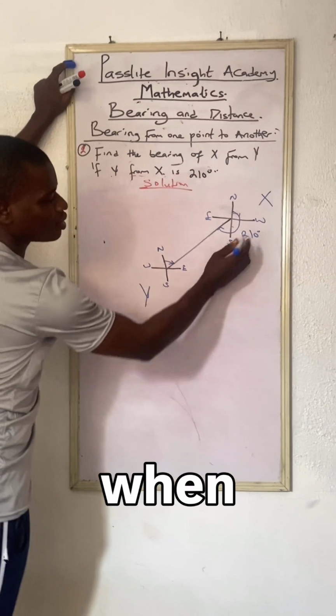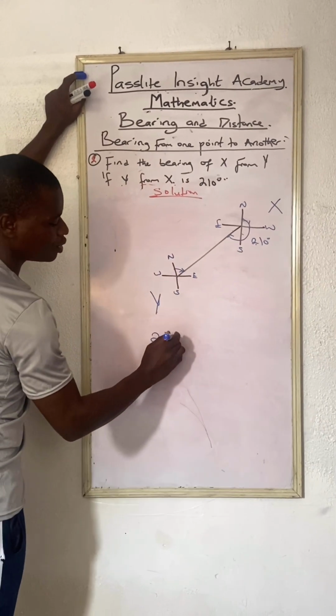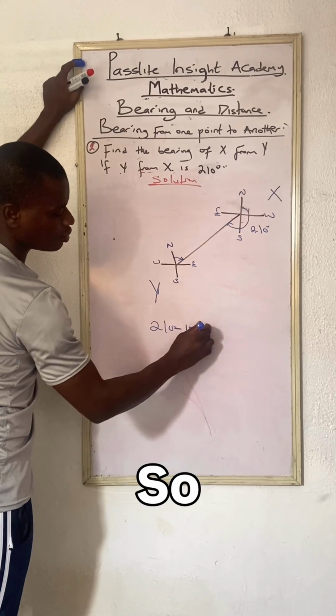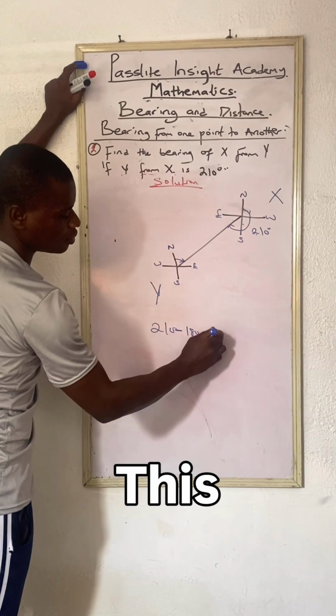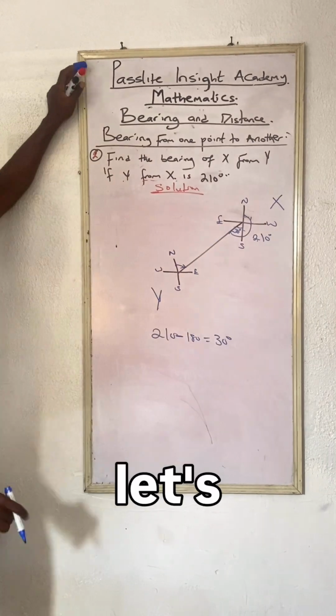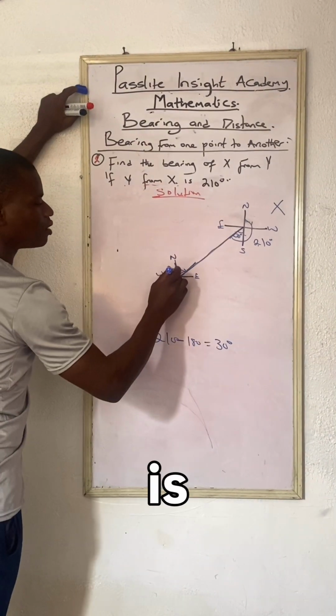If here is 210, then when you have 210 minus 90, 180 minus 180, so it's remaining 30 degrees. This particular one, this small one here, is 30 degrees. So let's draw our Z. This is Z.